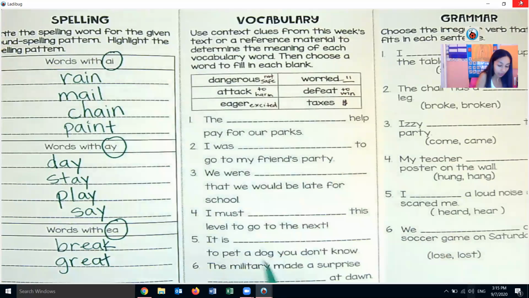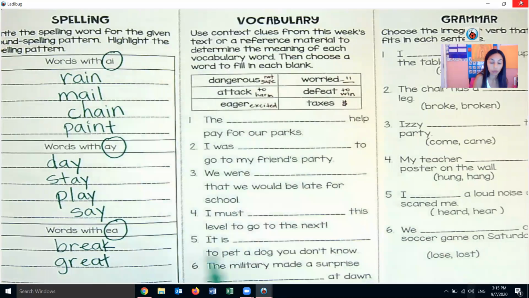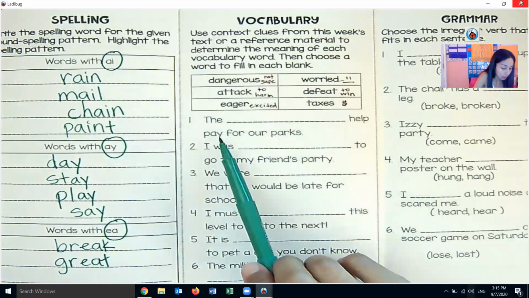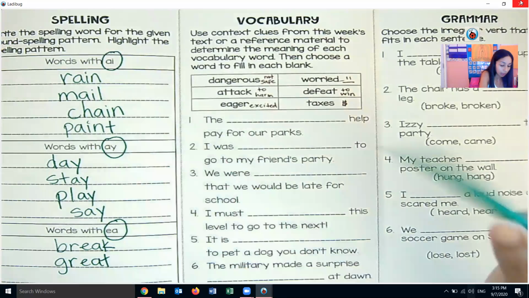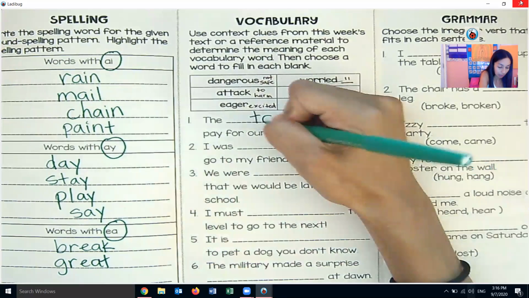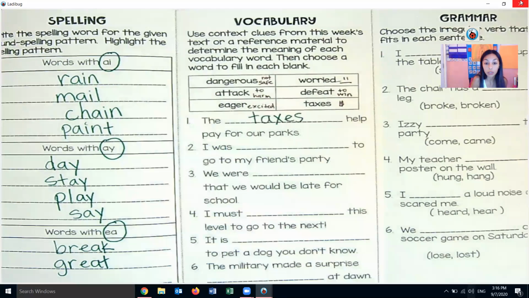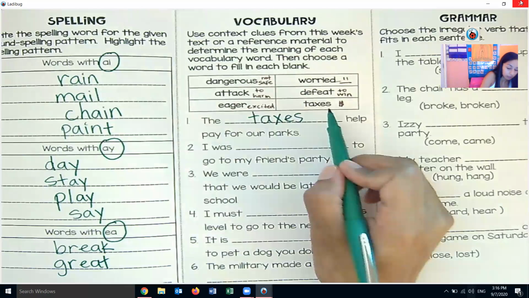So we're going to read the sentence and then figure out what vocabulary word fits that blank the best. So we have, "The ___ help pay for our parks." The dangerous, the attack, the eager, the worry, the defeat, the taxes. So we pay taxes, and that money is used to pay for our parks, for our park workers, for things that benefit us all. I'm going to cross off taxes.